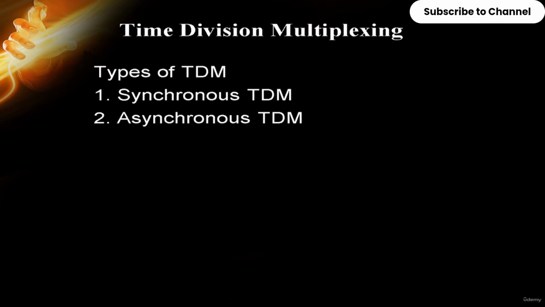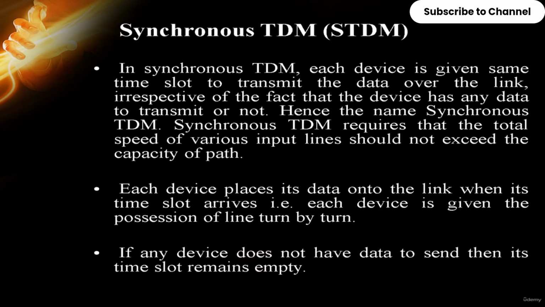There are two types of time division multiplexing available: one is synchronous, and the other is asynchronous time division multiplexing. In synchronous time division multiplexing, each device is given the same time slot over the channel to send and receive data. The total speed varies with the input lines, and the input lines should not exceed the capacity of the path. So input lines and the capacity of the path should be maintained properly.